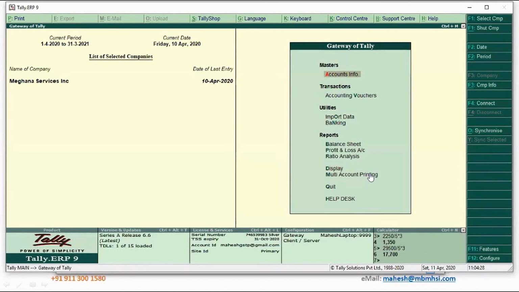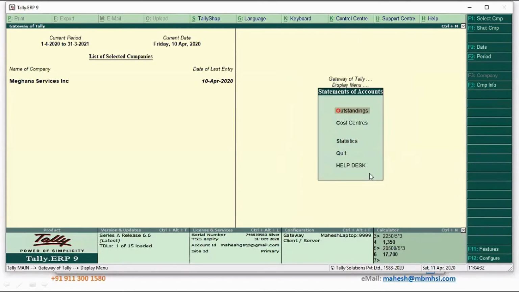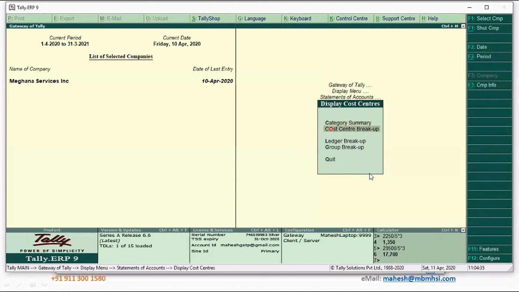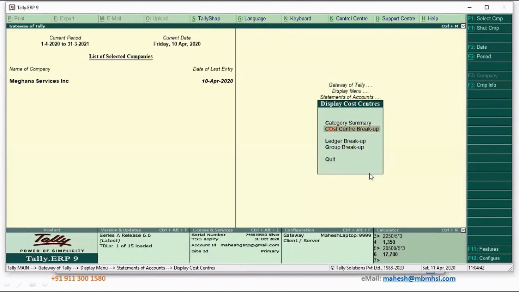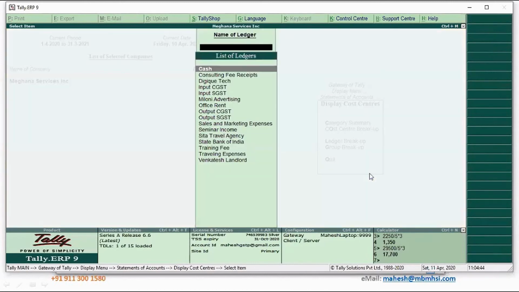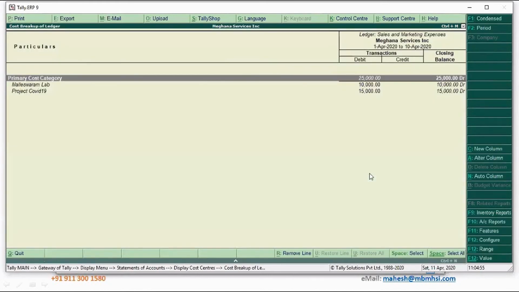So once you do this, the report you get over here, either you could go to the specific project report and look at how it works, or you could go to individual ledger reports. For example, I want to know my sales and marketing expenses. It is telling you how much has got debited for each of the projects.